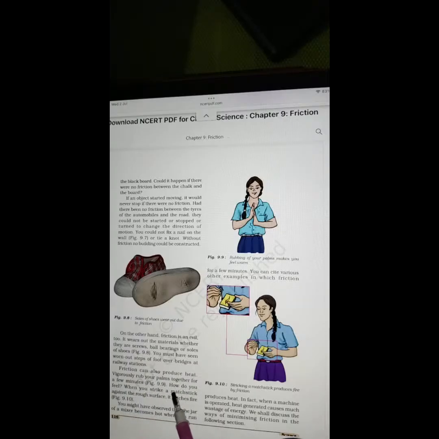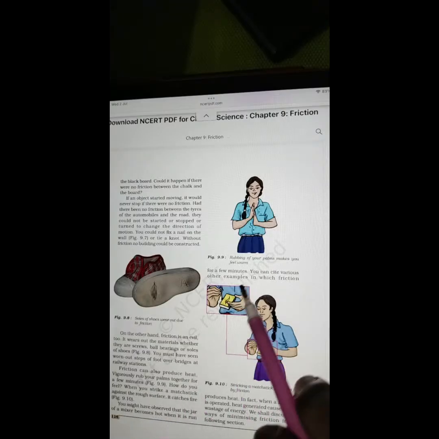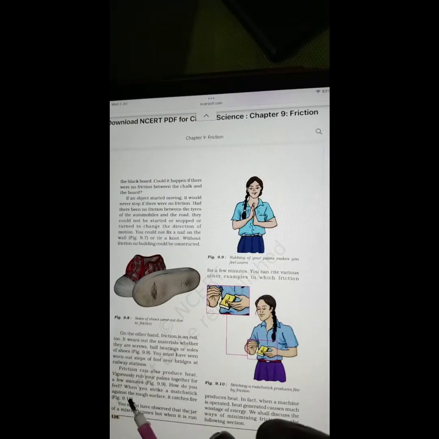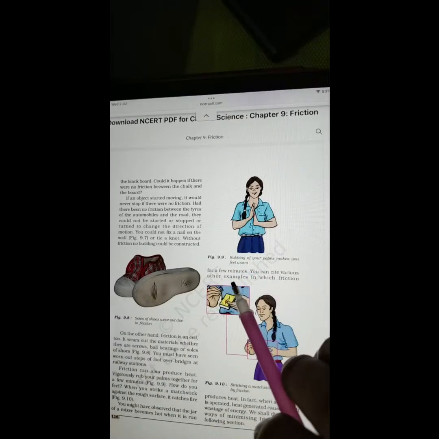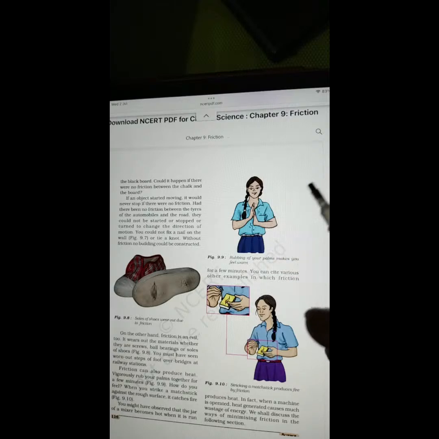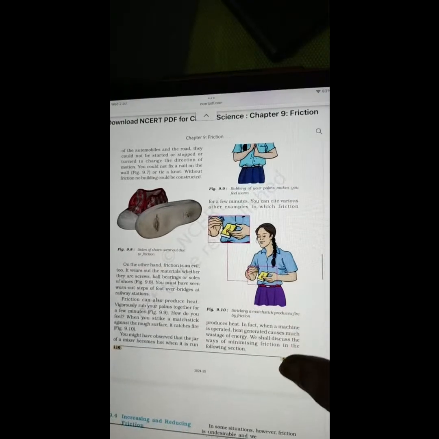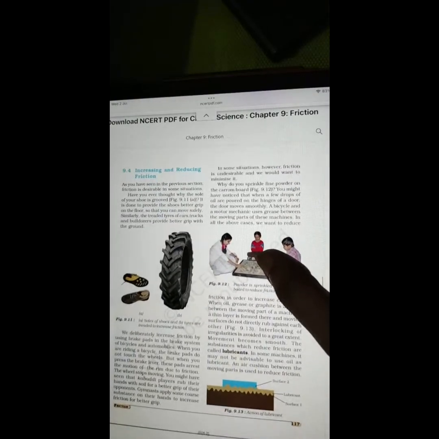Vigorously rub your palms together for a few minutes, as seen in figure 9.9. How do you feel? When you strike a matchstick against the rough surface, it catches fire, as seen in figure 9.10. You might have observed that the jar of a mixer becomes hot when it is run for a few minutes. You can cite various other examples in which friction produces heat. In fact, when a machine is operated, heat generated causes much wastage of energy. We shall discuss the ways of minimizing friction in the following section.